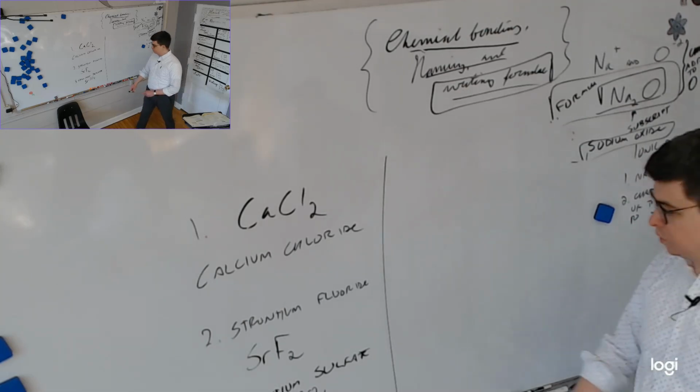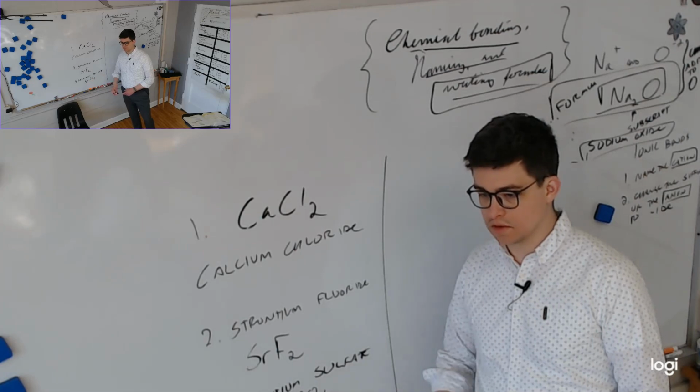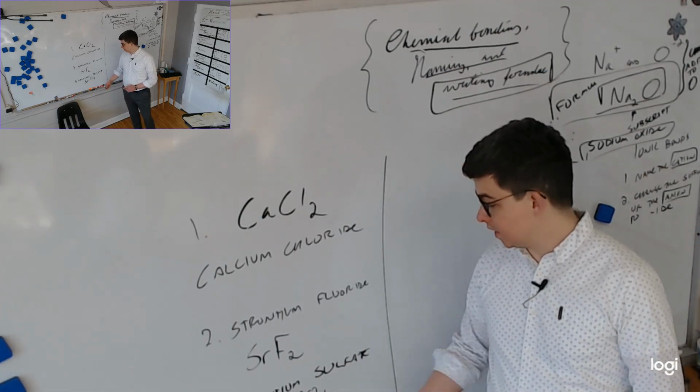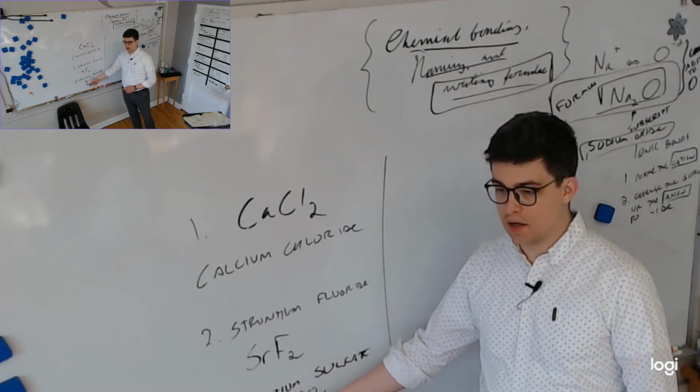So you mean which one of these is positive and which one's negative? The strontium must be positive because it comes first. How do you know which one comes first? Well, the name is the same too. Even in the name and in the formula, the positive one has to come first.